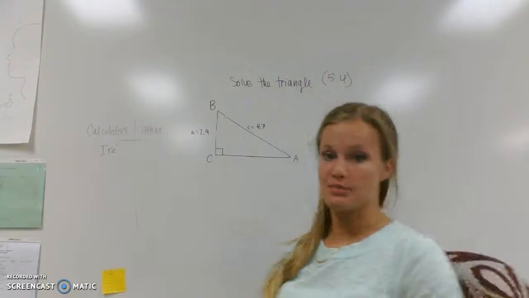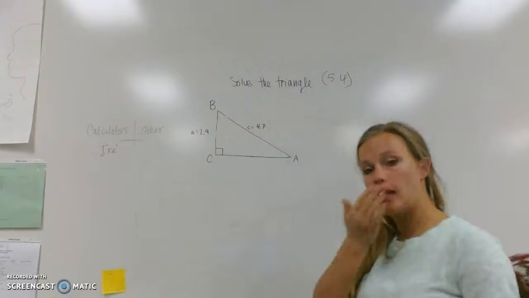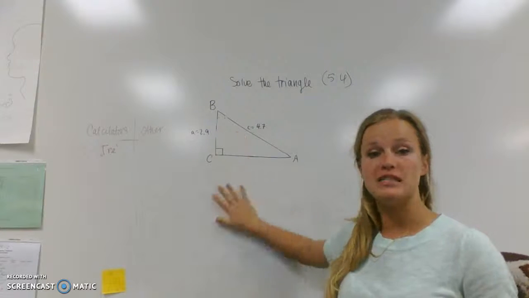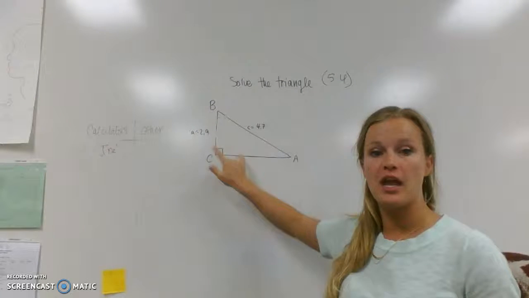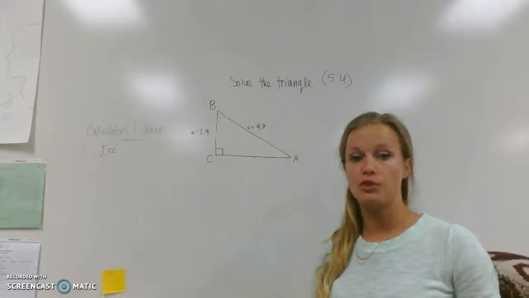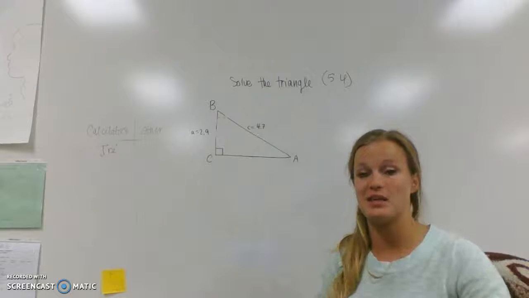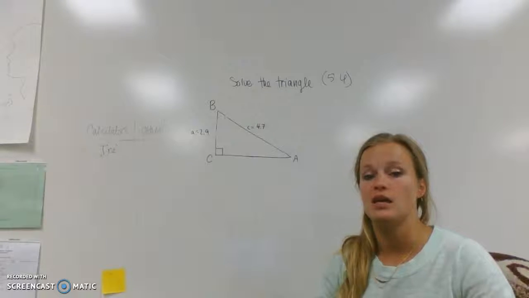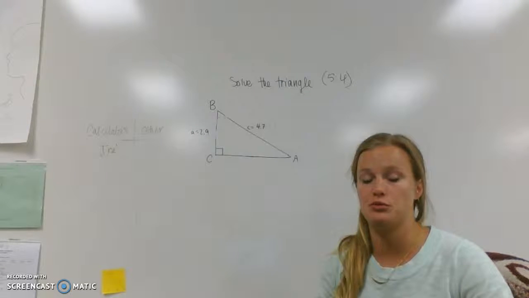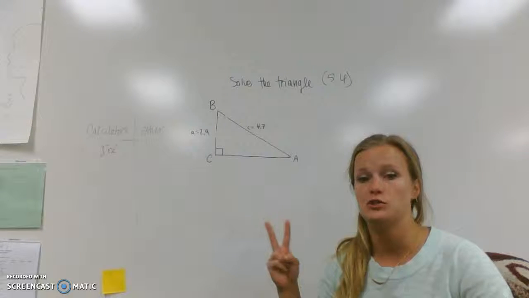All right, we're almost done. Solving a triangle again. 5.4. This time we're given the 90-degree angle and two sides. The first piece of information that is going to be the easiest to find is the third of whatever two that you have. So here we have two sides.